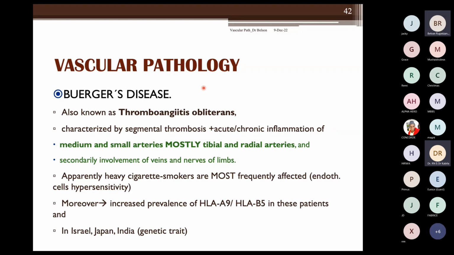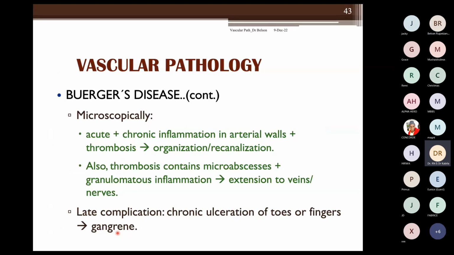So segmental thrombosis and the acute and chronic inflammation of medium-sized and small arteries, mostly in tibia and radio arteries. So birumvikana. Apparently bikunda kugaragara ku bantu banywa itabi cyane, because they have endothelial cell hypersensitivity. So it is also seen mu bantu bari muri izi groupe z'amaraso HLA A9 and B5 and so on. So hano igaragara cyane ni muri Japan, Israel, India, so in Asia most.